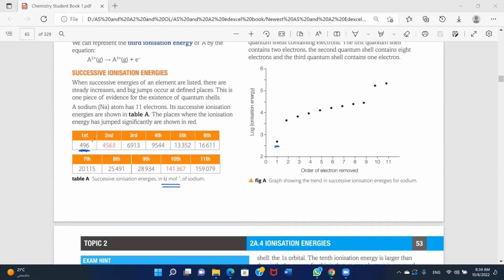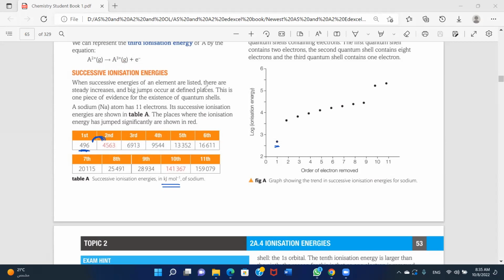And then there was a jump from 500 to 4,563. There was a jump by 4,000 units. So here, if we compare hundreds with 4,500, this means that there was a jump from 500 to 4,000. Whenever we were at 100 units, and then we have thousands, this means that we have a jump. So this is the first jump from 496 to 4,563. This is a jump.